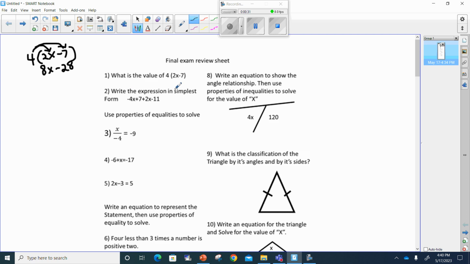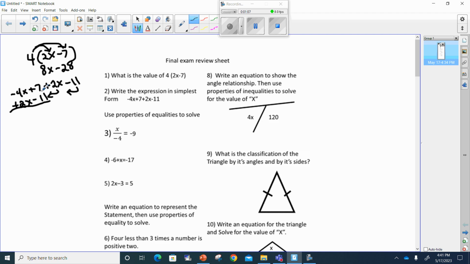Write the expression in simplest form. We got negative 4x plus 7 plus 2x minus 11. Oh, this is pretty easy. I'm going to take the positive 2x and put it under the negative 4x because those are like terms. I'm going to take this negative 11, stick it under the positive 7 because they're like terms, and then I'm going to combine my like terms.